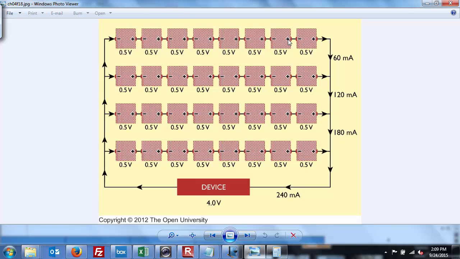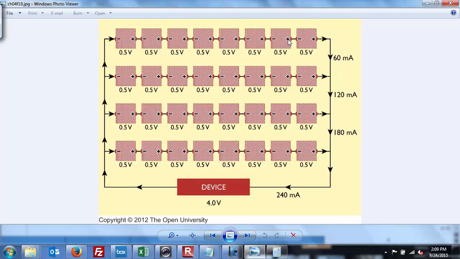And this 0.5 volts is pretty standard for most little PV cells. And in order to get enough voltage to the point where you can actually do something valuable, you have to put them in series, so that voltage adds up and you get enough pushing force.